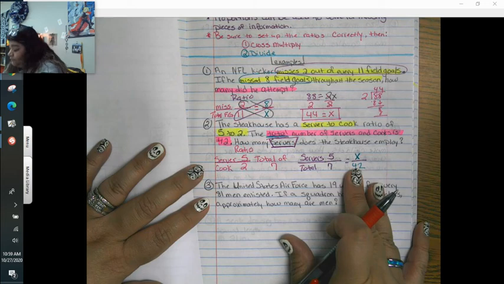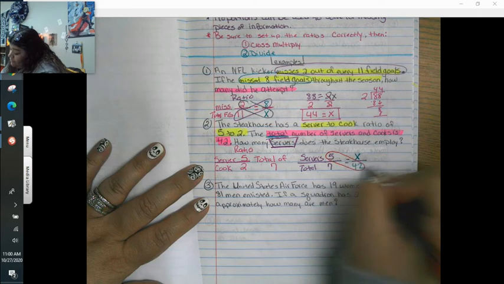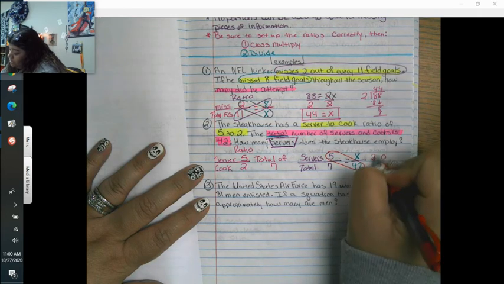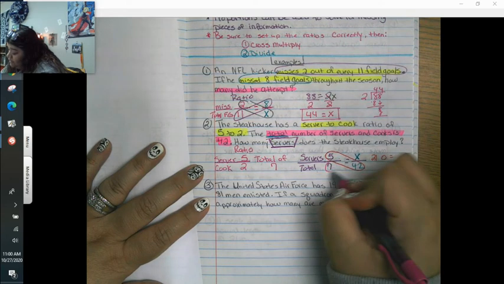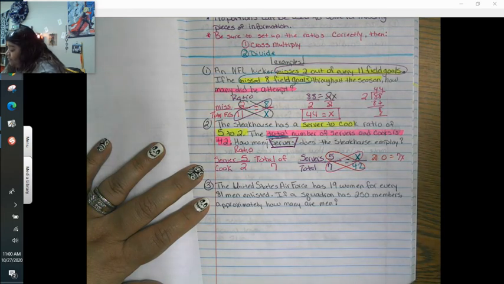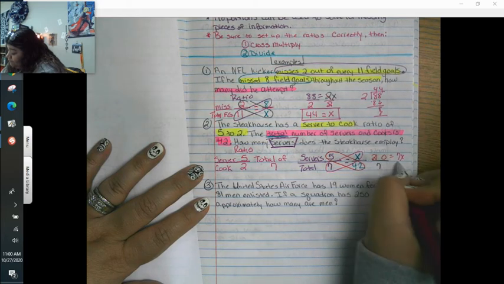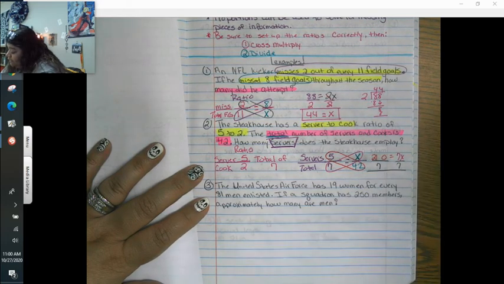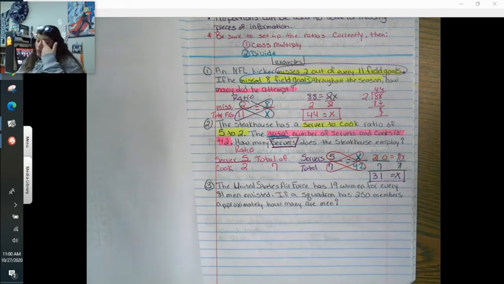So once you have it set up, you're going to cross multiply the numbers you can. 5 times 42 is 210. And then go the other way. So 7 times x is 7x. And you just have to divide. So we're going to go ahead and divide 210 by 7. And that gives us an answer of 30. So if I have 42 workers, I will have 30 servers.